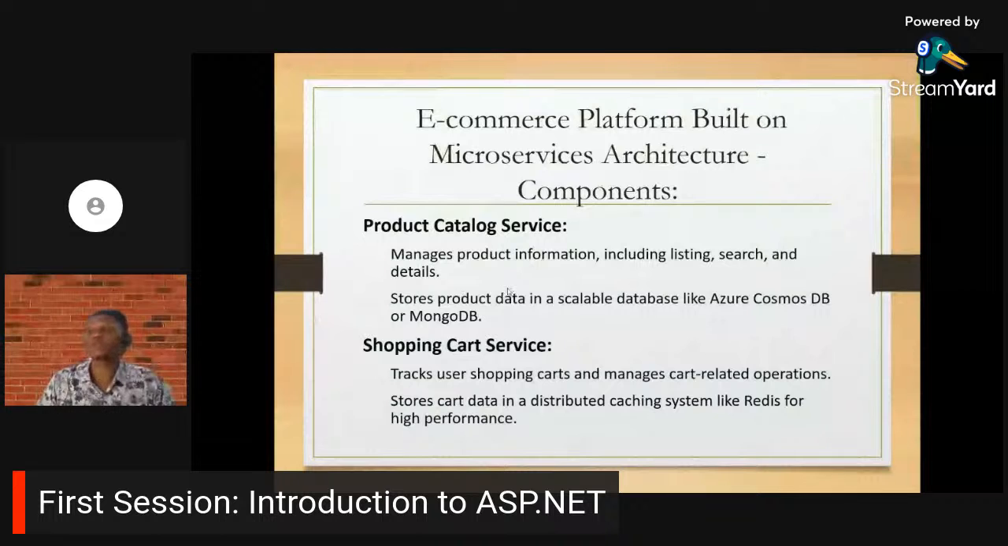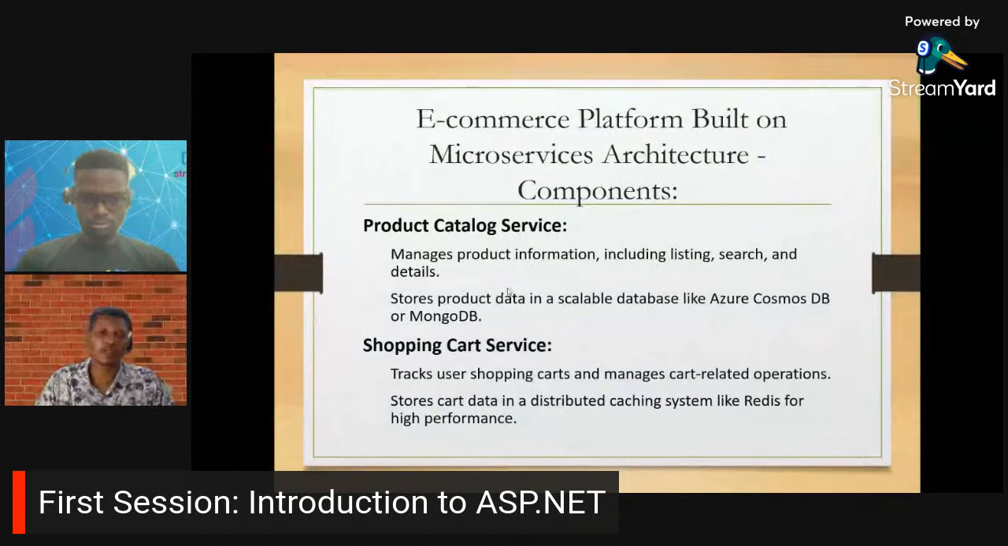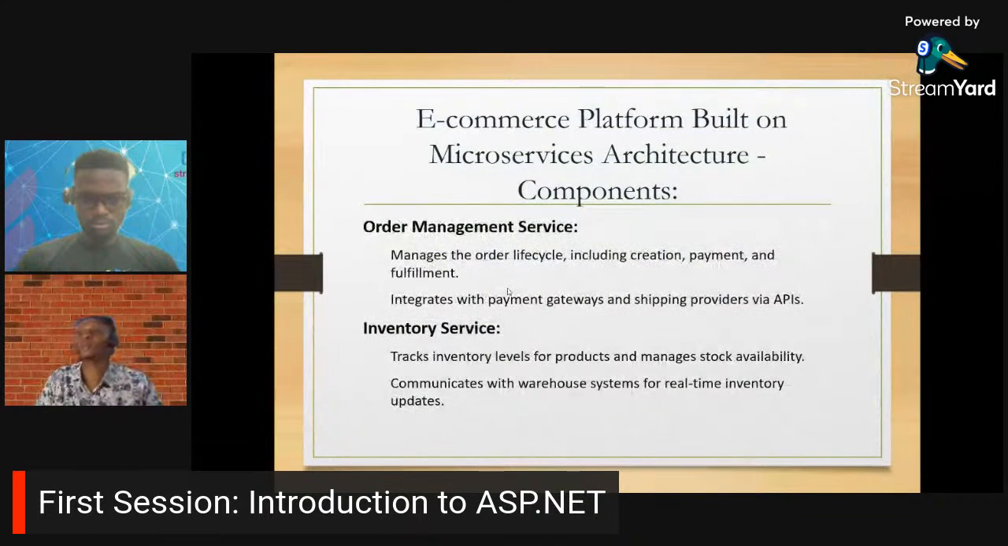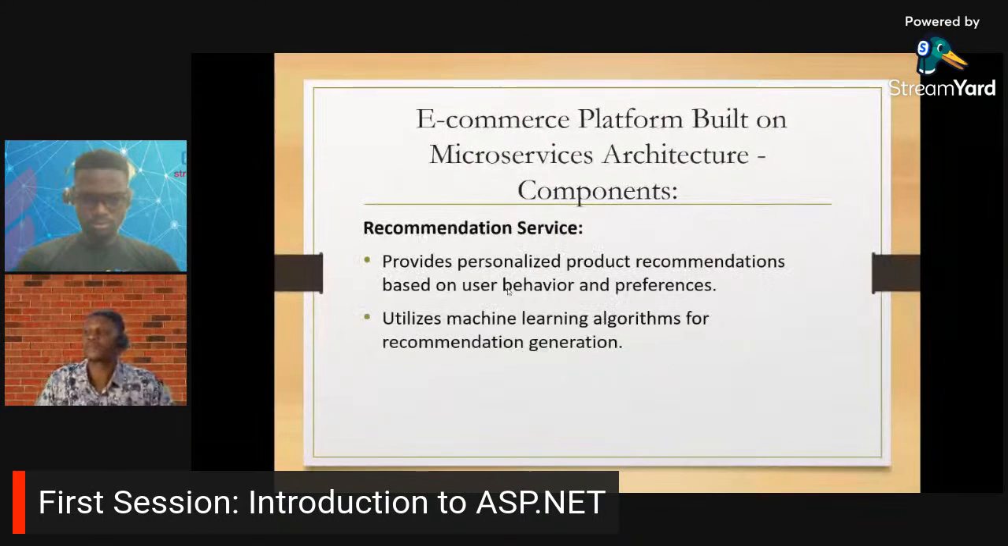They have the shopping cart service, where people add and remove items, which tracks the user's shopping cart and manages cart-related operations. It stores cart data in a distributed caching system like Redis for high performance. So that's your shopping cart service. You have your order management service. They have an inventory service. They have a recommendation service. So there are various services which you can have.